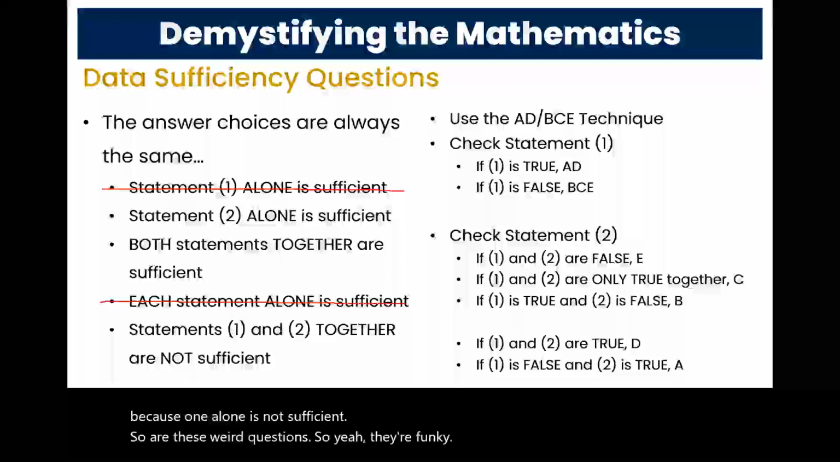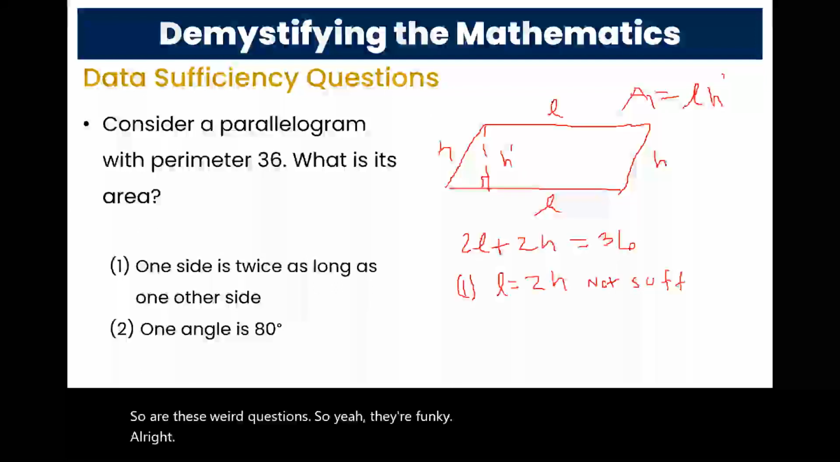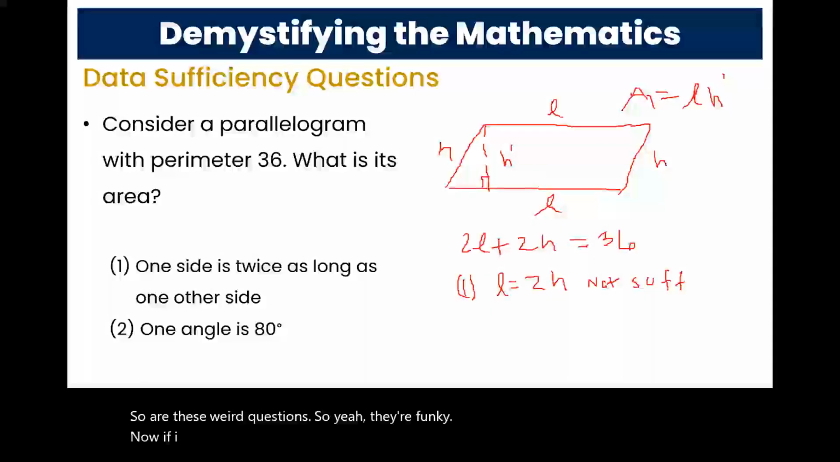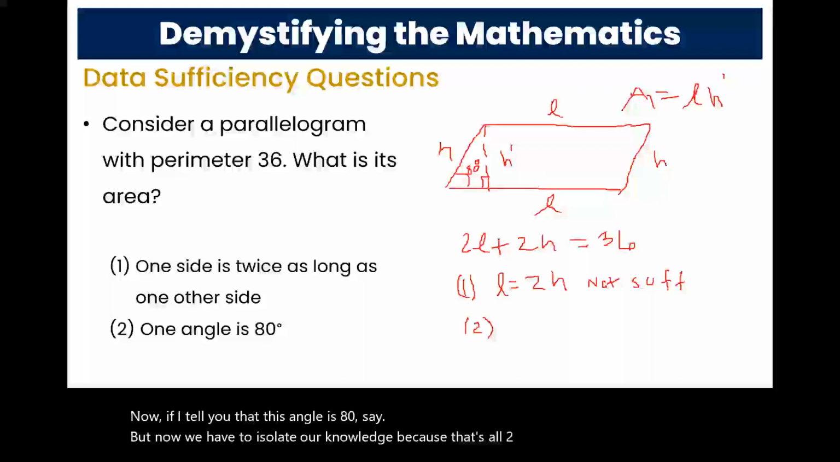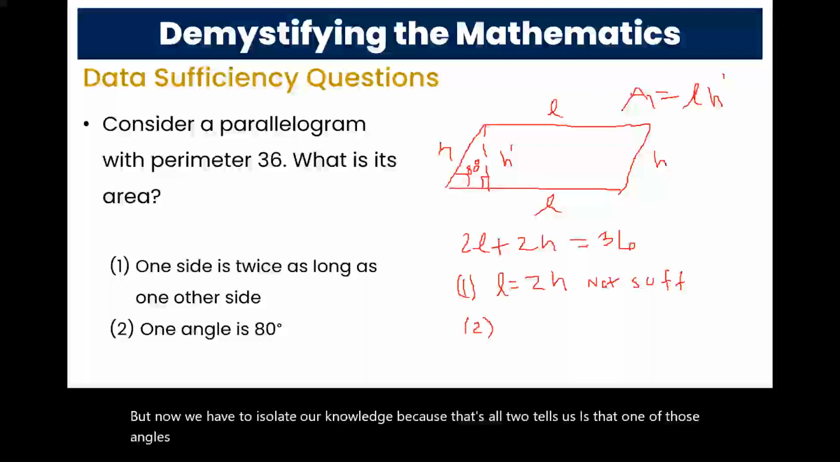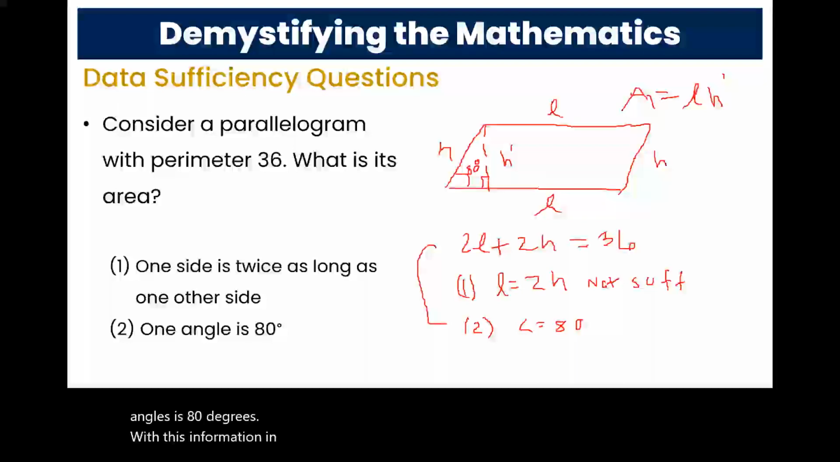All right. Now, if I tell you that this angle is 80, say, but now we have to isolate our knowledge, because that's all statement 2 tells us, is that one of those angles is 80 degrees. With this information and this information, do I know enough to be able to determine the area?